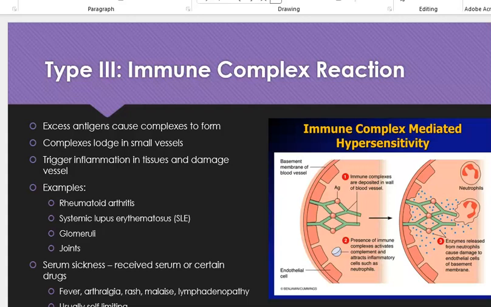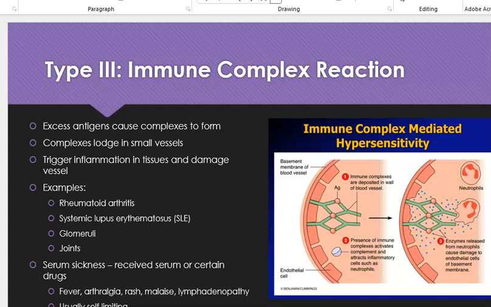Next is type 3. This is where you have excess antigens that cause complexes to form in the blood. Circulating complexes lodge in small vessels of kidneys, skin, and joints. This triggers inflammation resulting in tissue or vessel damage. Examples of these would be your rheumatoid arthritis, lupus, glomerulonephritis, and then arthritis as well.